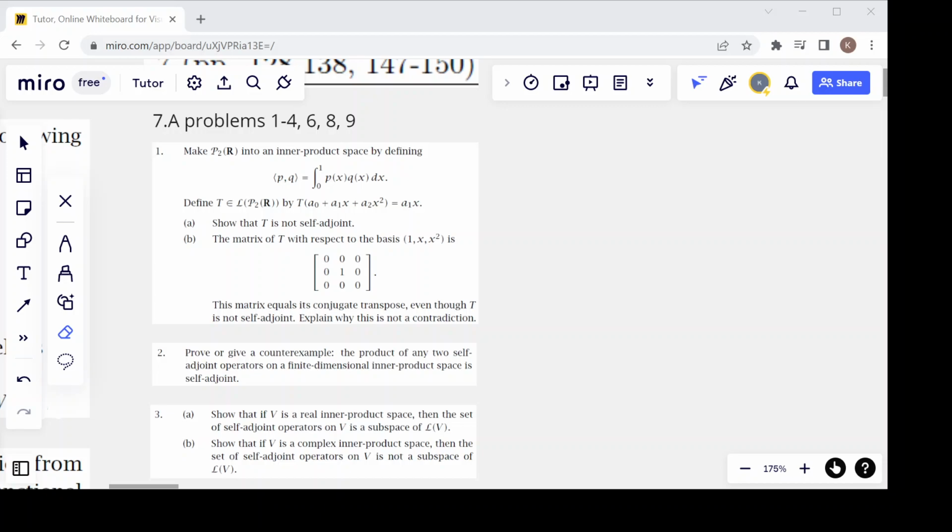Here's something a little different. Here's a linear algebra question I'd like to do with you. It's a question about inner product spaces and adjoints. Now, first, you always want to check what the notation in your textbook means.